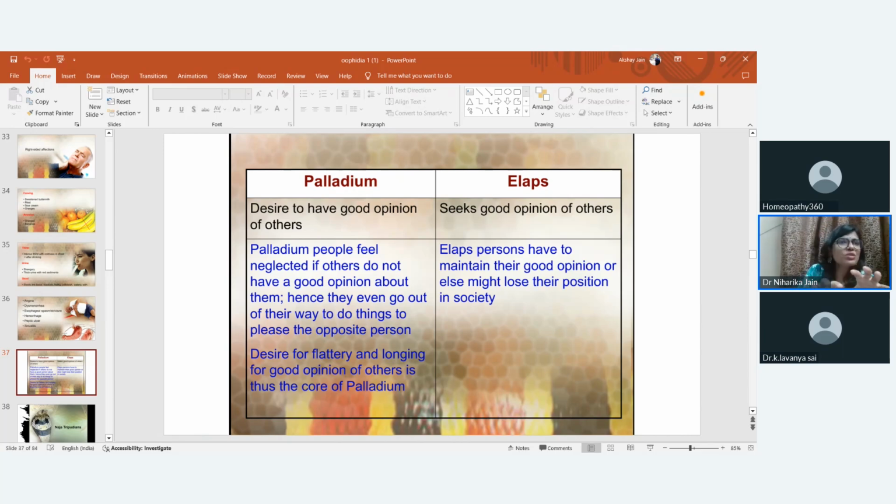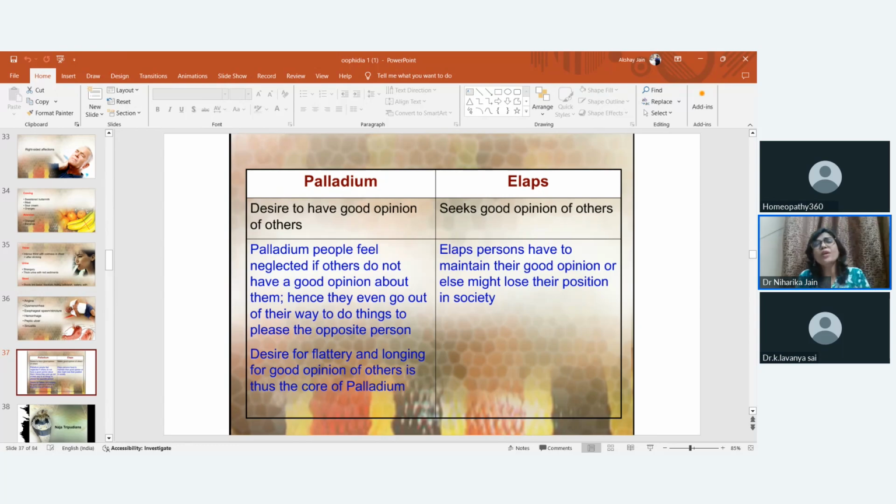So now you understand how Palladium feels. If people do not appreciate me, there is a longing or flattery desire. Flattery desire is Palladium if you open the repertory. If you are not appreciating them, if you do not have a good opinion about them, they feel neglected. Or they go out of their way to please the person. Desire for flattery and longing for a good opinion of others is the core of Palladium.